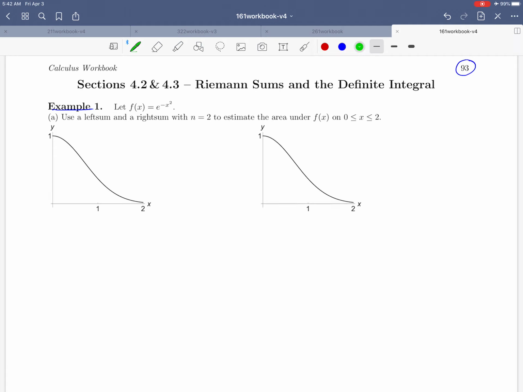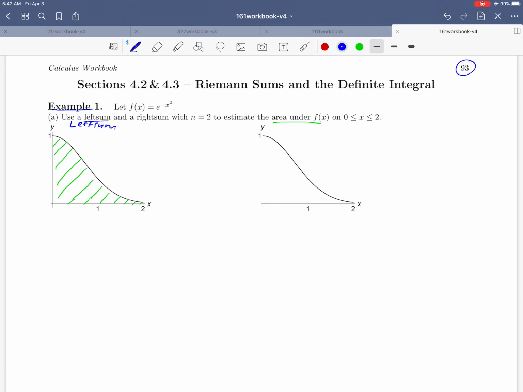So let's start by reminding ourselves what we mean by area under a curve. Okay, I'm going to shade the area under the curve so we can see what it is that we're trying to estimate here. And the way that we're going to estimate that area is using what's called a left and a right sum. Let's start with the left sum. So the picture to the left is going to go with the left sum.